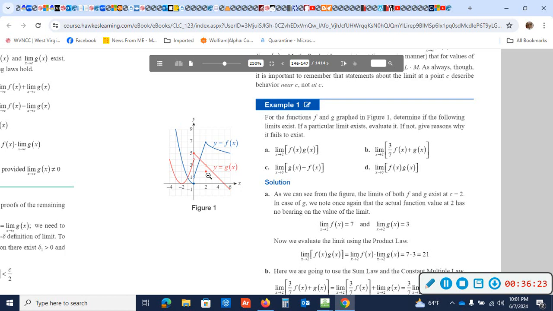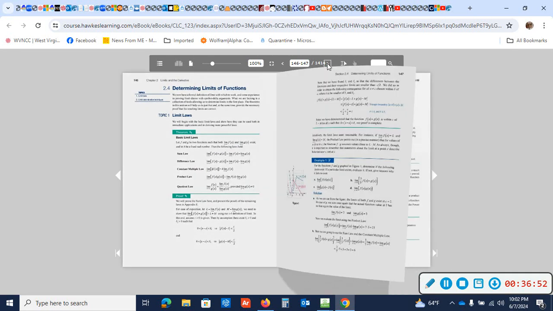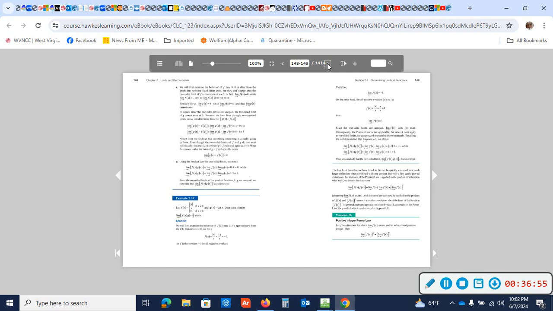Limits don't care about what happens at a target input value. They only care about what happens nearby. And for x values close to 2 but not equal to 2, the function value is nearly 3. So the limit of this product is just going to be the product of those two limits. 7 times 3, that's 21. That's pretty slick and sweet and handy, and I love it. I appreciate it. I'm glad I don't have to walk through the definition every single time.